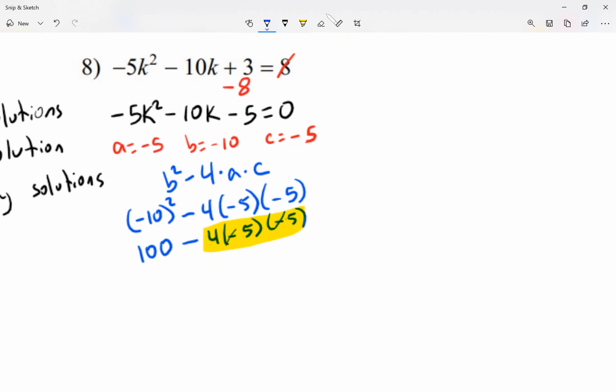Now I have to figure out what's 4 times 5 times 5. I know 4 times 5 is 20, times 5 is 100. So that multiplication is 100. Before that multiplication, I have 100 minus. So my discriminant, in my homework it said, find the discriminant, my answer would be 0. If it said, type the number and type of possible solutions, I will say 1 real solution.